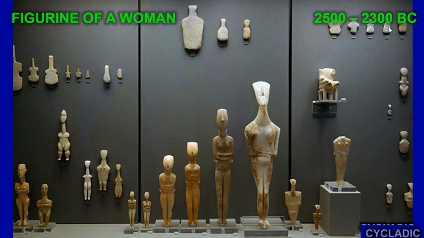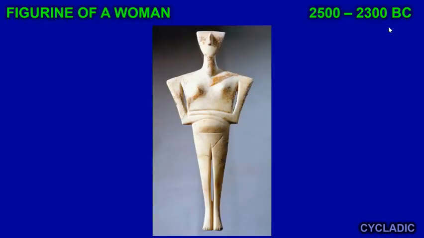These Cycladic figures are varied in size, and they slightly vary in shape. You can see that most of them have this kind of triangular head, although some do not. And then some are very abstract. They look like guitars, but those are figures. Anyway, so let's move on to the figurine of a woman.